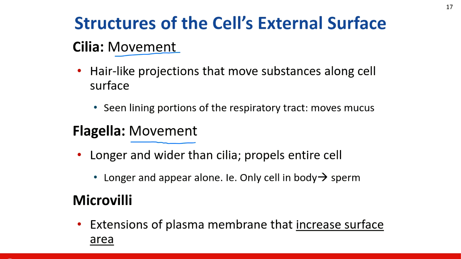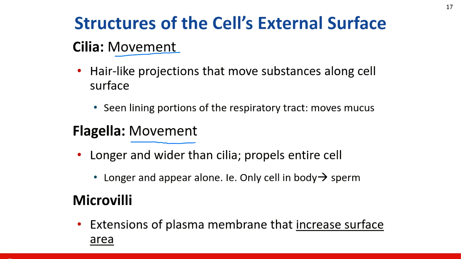So like in the fallopian tubes or the uterine tubes, with the oocyte, the egg, when it is ejected out of the ovary, the cilia beat back and forth and sweep the egg down into the uterus. And in the mucous membranes of your respiratory tract, the cilia beat back and forth to keep the mucus from going down into your lungs. It wants to beat it up into your throat.